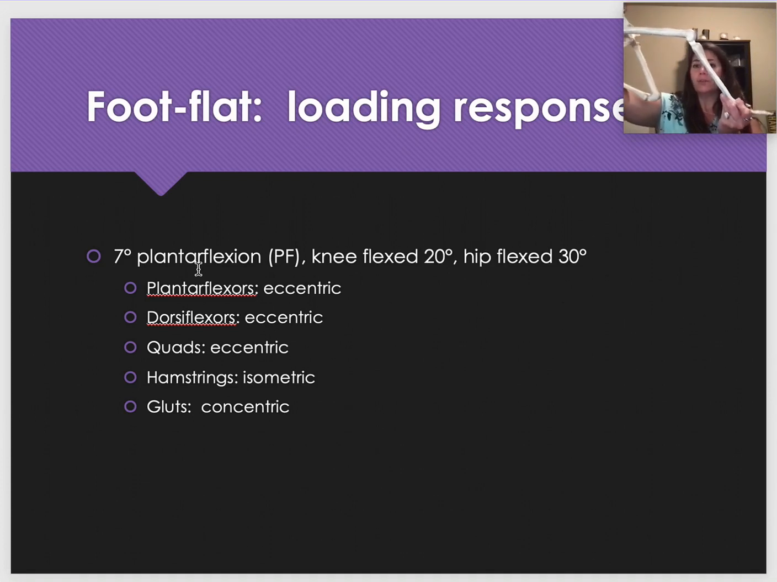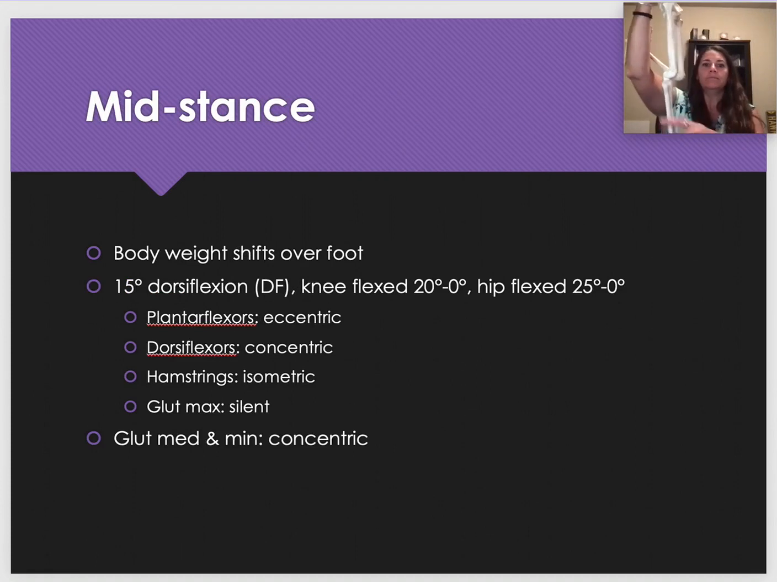This is the flat foot part. This is the loading response. We're not all the way down here. We're still out here. By the way, my hip was way more than 30 degrees. All right. So then we go to mid stance. So we are going to be somewhat dorsiflexed. Okay. We're not all the way in plantar flexion anymore. Our knee can be straight to 20 degrees, depending upon what's going on with us. And our hip can be flexed anywhere from 0 to 25 degrees.